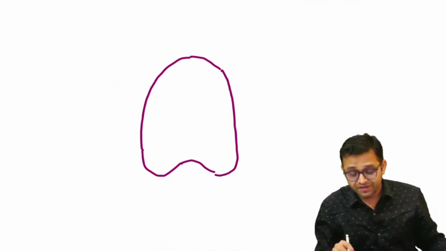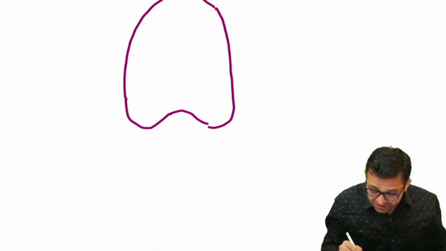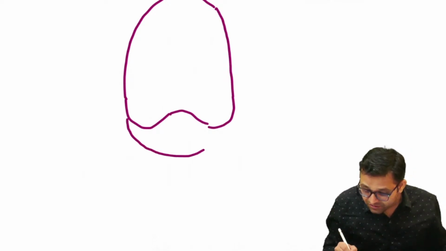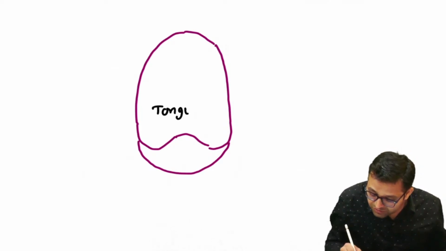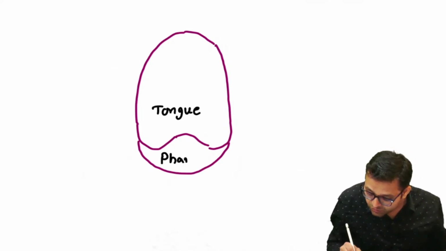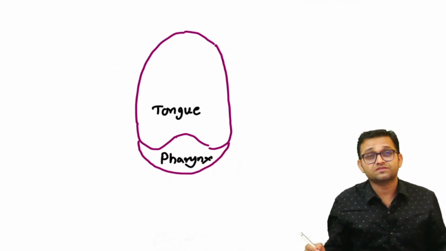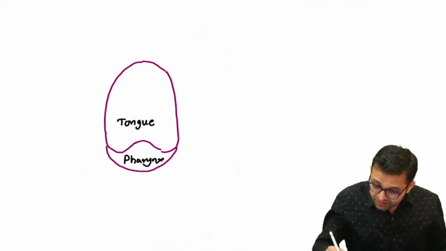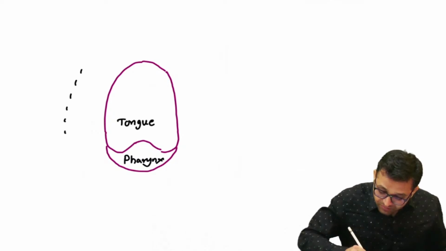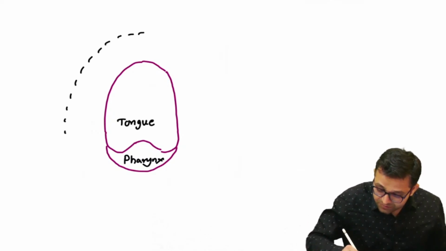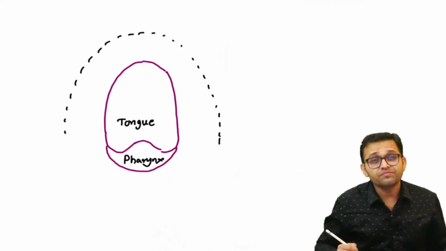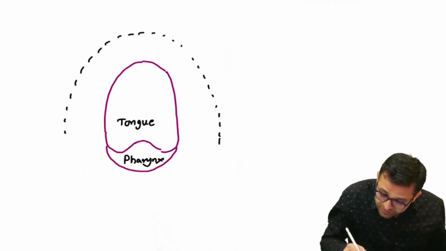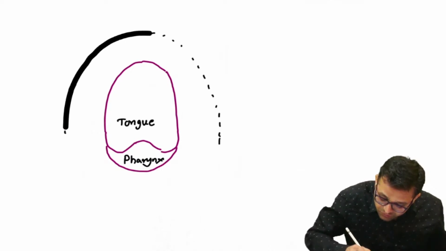Suppose this is a tongue. Behind the tongue, suppose this linear presentation is showing the pharynx. Now catch, suppose this is our mandible. This dotted line is presenting the mandible. We are making this one as the solid structure. Suppose this is our mandible.